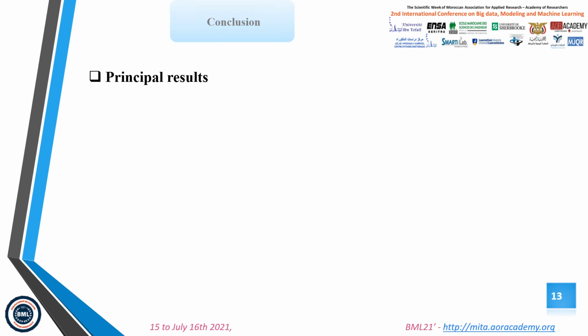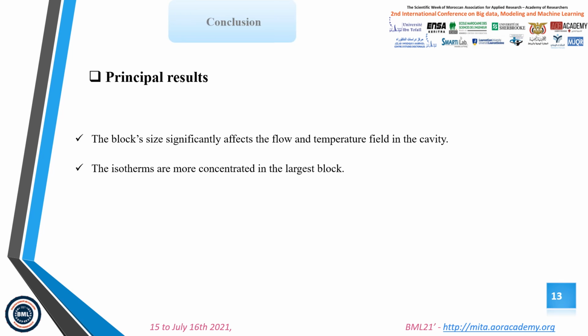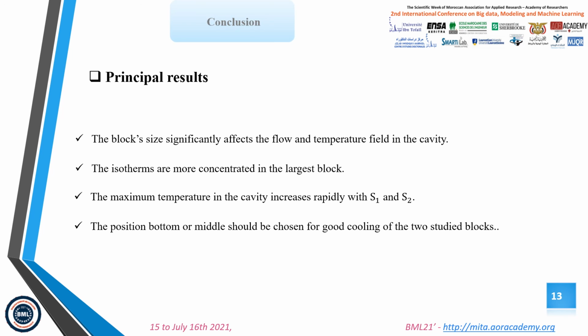Finally, we will end with a conclusion. The principal result of this study is that the block size significantly affects the flow and temperature field in the cavity. The isotherms are more concentrated in the largest block. The maximum temperature in the cavity increases rapidly with S1 and S2. The bottom or middle position should be chosen for good cooling of the two studied blocks.